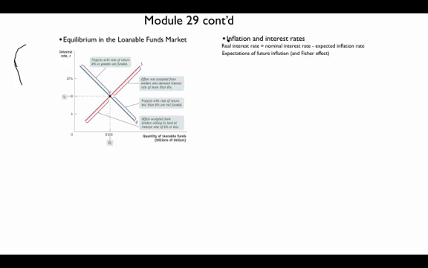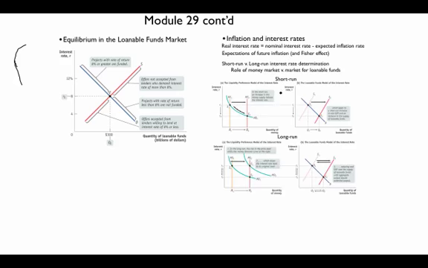Need to understand inflation and interest rates, understand what the real interest rate is, and recall it's the nominal interest rate minus the expected inflation rate. Understand expectations of future inflation, including the Fisher effect. And also be able to articulate the difference between short-run and long-run interest rate determination. Remember, short-run interest rate determination is driven principally by the money supply, and long-run interest rate determination is driven principally by the loanable funds model of the interest rate.